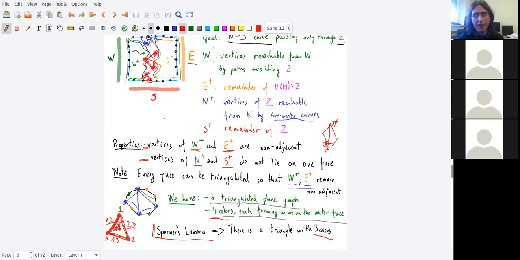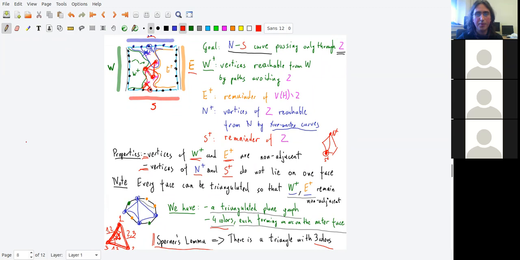Good, but is this reasoning sort of clear, or is it believable? Maybe some plus ones, maybe some questions. I didn't get that Sperner's lemma. Okay, so that red triangle.